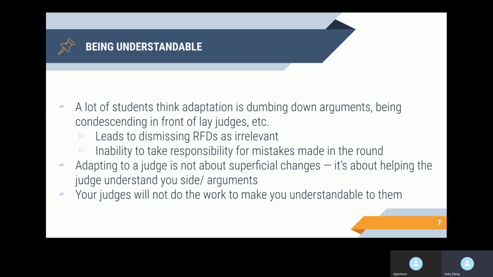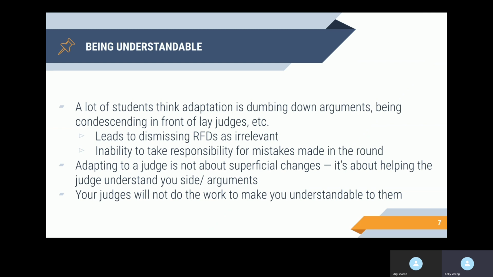Obviously, there will be rounds where the decision may seem completely random, and that might be out of your control, but there are certainly rounds in which you can adapt effectively and not be condescending or rude to a lay judge or even a flay judge. So adapting to a judge is not just about superficial changes, like how you speak, how you talk, stuff like that. It's also about helping the judge understand your side and your arguments.